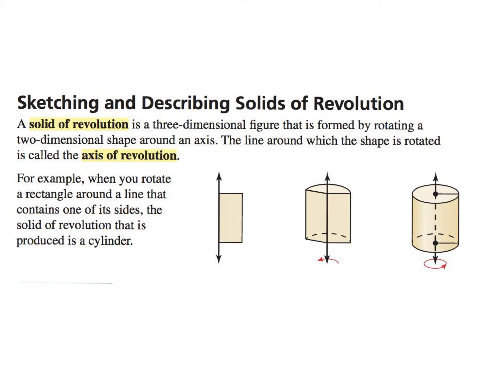So you're going to be sketching and describing solids. And then you're going to be finding the surface area and the volume of a solid of revolution, and forming it in a coordinate plane. So those are the things that are going to come up. If you understand this piece, we'll go ahead and move into the next one.